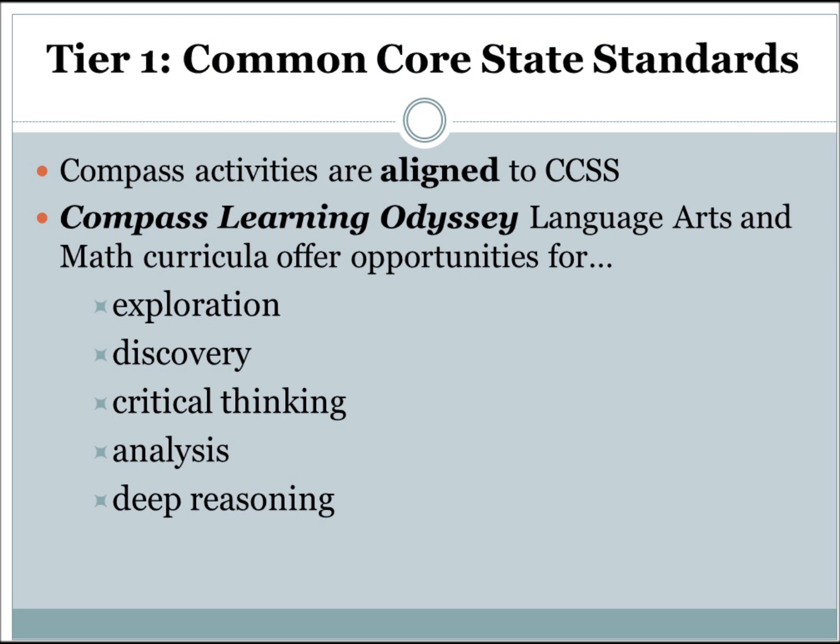So we look at your Common Core state standards with Compass in Tier 1. Compass activities are aligned to our Common Core, and they also help us with the rigor of Common Core in that the activities provide exploration, discovery of new ideas, a lot of high-level critical thinking, looking to analyze what's happening, and then getting into deep reasoning.